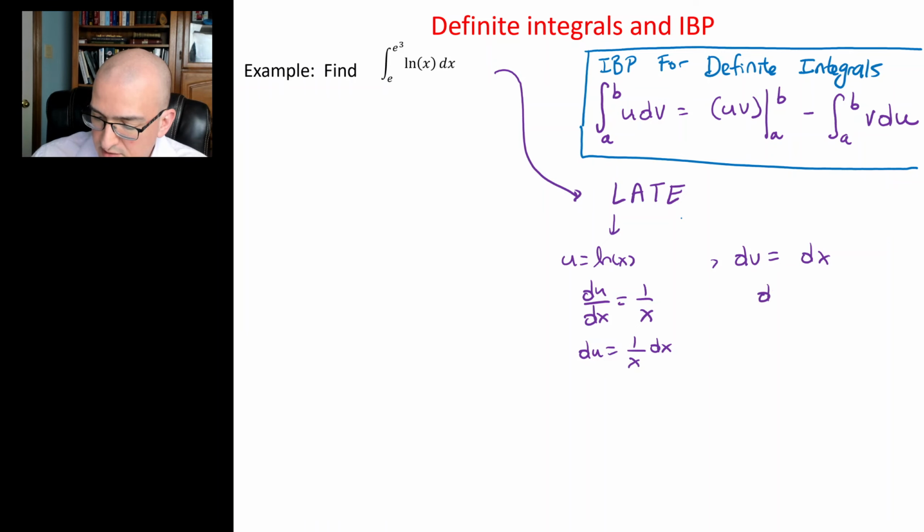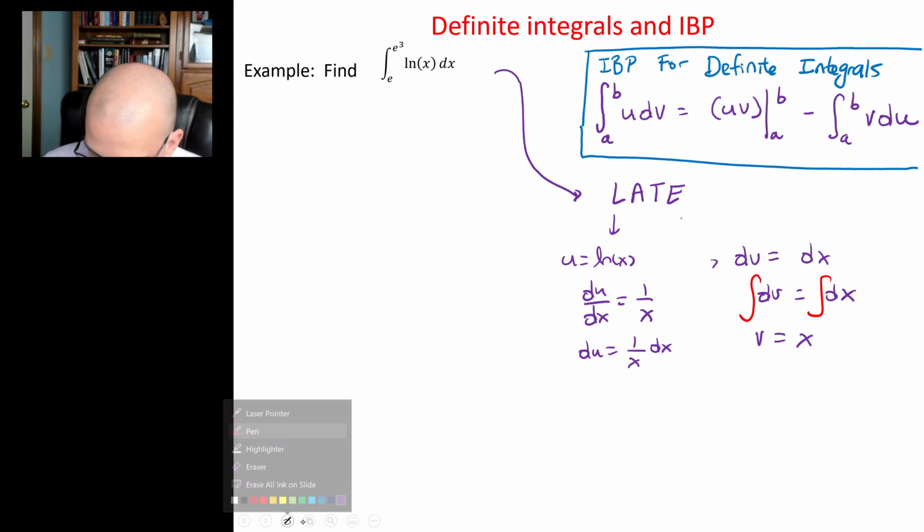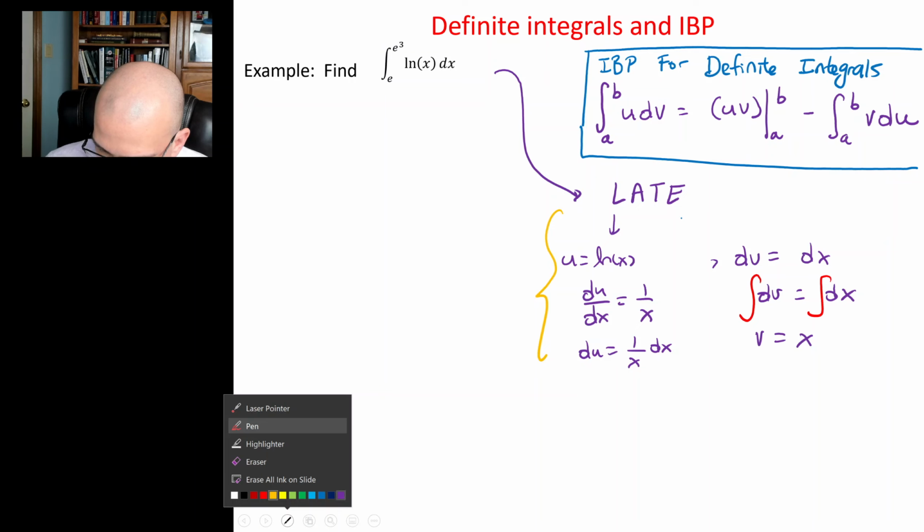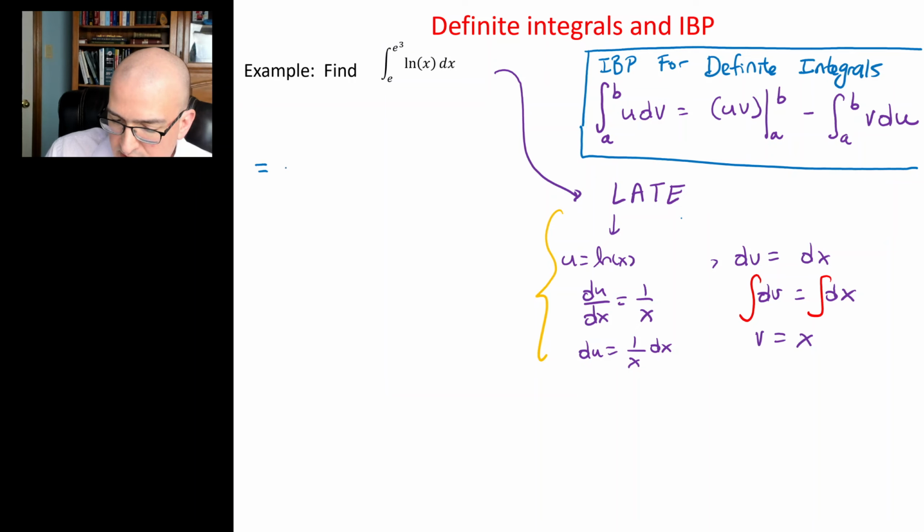For dv, we'll do the same thing we always do. We're going to integrate both sides. The antiderivative of 1 times dv is just v. The antiderivative of 1 times dx is just x. So we're going to plug that into our IBP formula. We get uv evaluated from e to e cubed minus the integral from e to e cubed of v du.